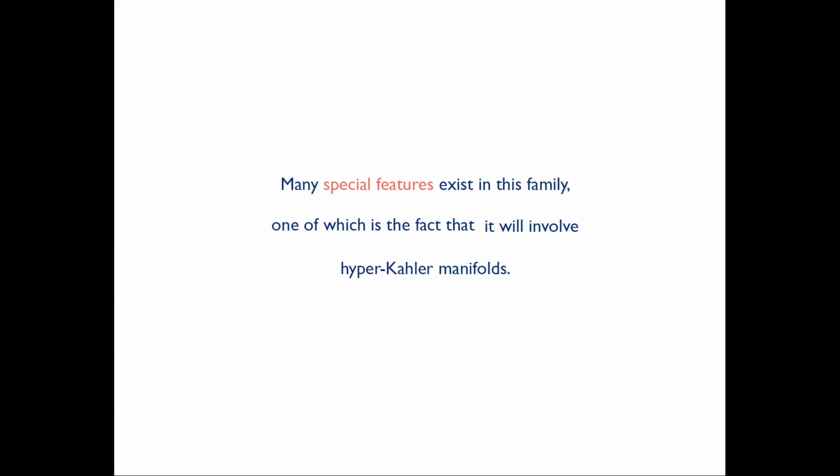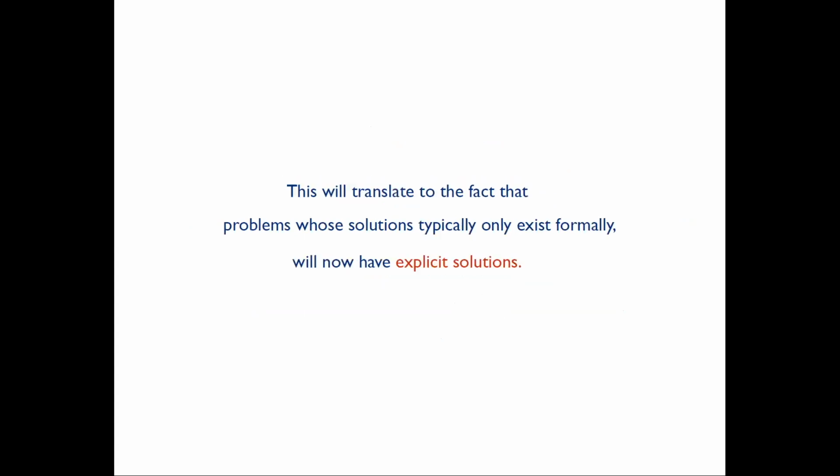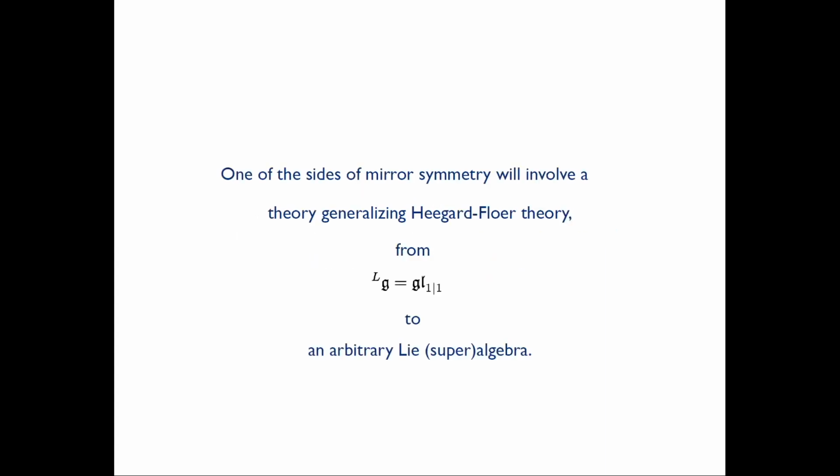Many special features will exist in this family, one of which is the fact that it will involve hyperkähler manifolds. This will translate to the fact that problems which, even in the world of homological mirror symmetry, typically have only formal solutions, will actually be solvable explicitly. So this is sort of an analog of the fact that Chern-Simons theory is a quantum field theory which we can solve explicitly. It turns out that the theory underlying it is equally explicitly solvable. So one of the sides of mirror symmetry will turn out to be a theory that generalizes Heegaard Floer theory from gl(1|1) to an arbitrary Lie algebra, in fact, Lie superalgebra.